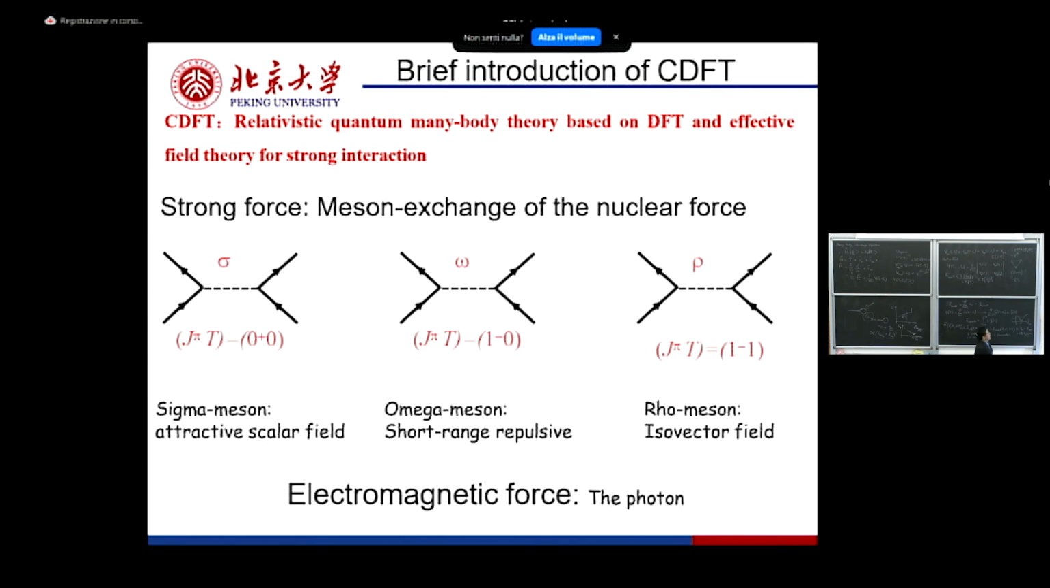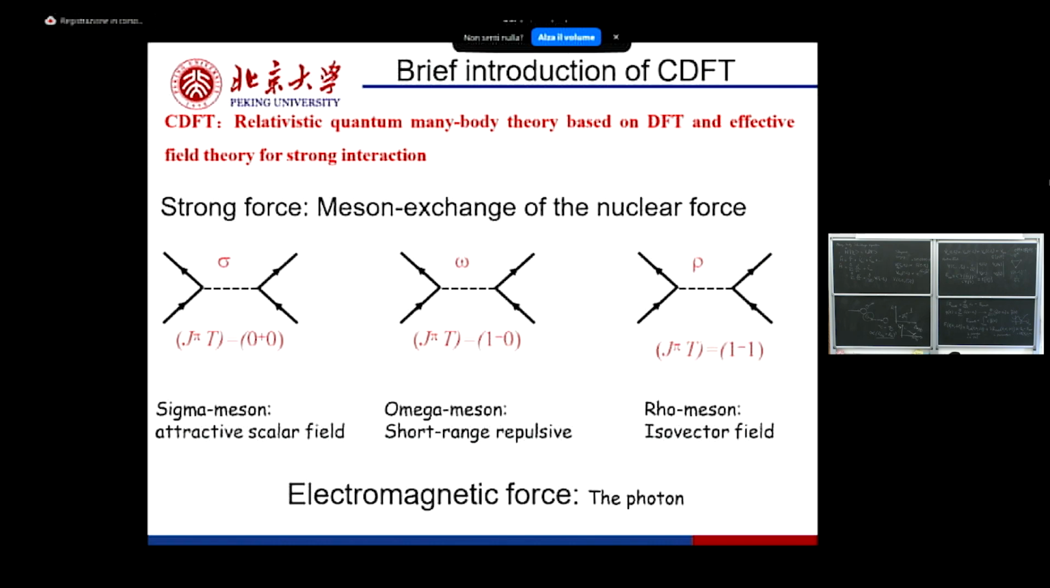So we just follow the historical way to introduce the relativistic density functional. So then the relativistic many-body theory based on a density functional and effective theory for strong interaction. So this is essentially how this CDFT was defined. CDFT is a relativistic quantum many-body theory, which is based on the density functional theory and the effective field theory for strong interactions. For the strong interaction, we adopted the meson exchange version of the nuclear force.